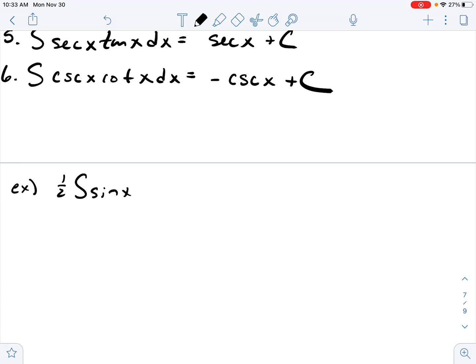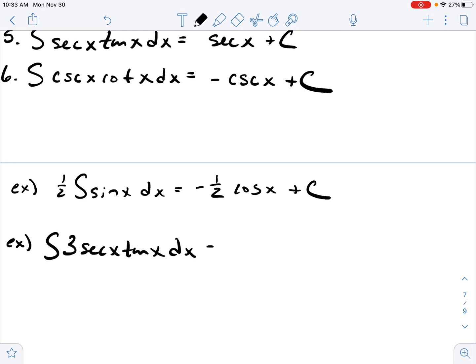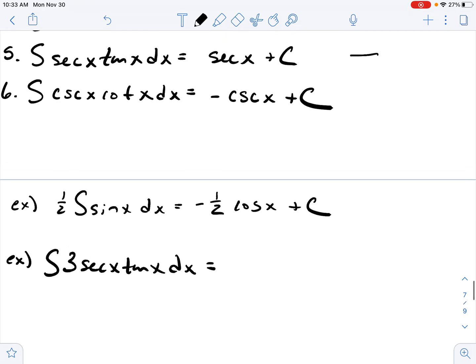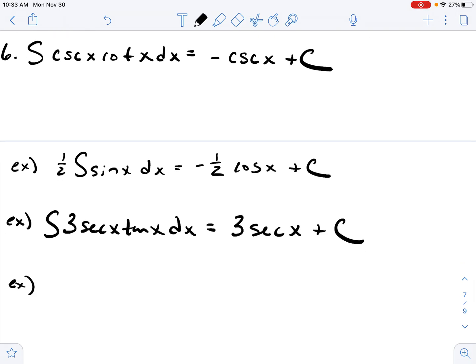Suppose we saw, okay, what's 1/2 the integral of sine x dx? Again, we keep coefficients that are out front, and the antiderivative of sine was negative cosine of x. And that's that. You might see the integral of 3 secant x tan x. Well, keep the coefficient, and that's just number 5 here. That's going to be the derivative of 3 secant x.